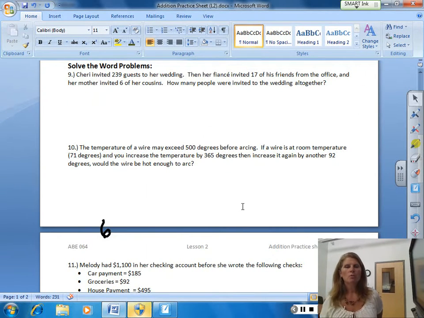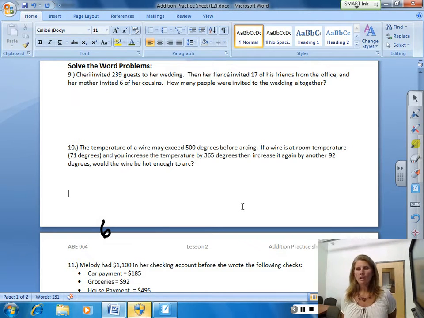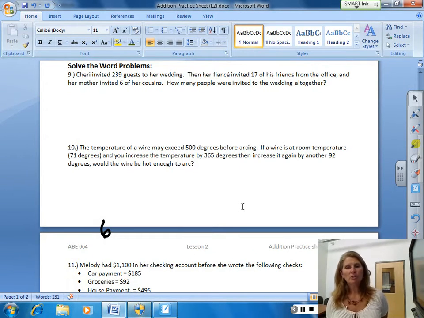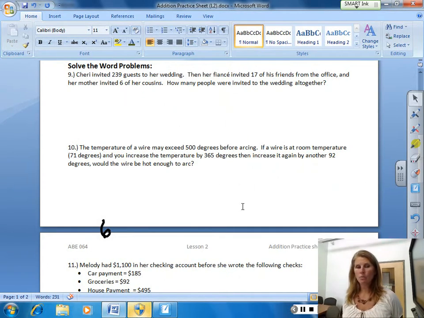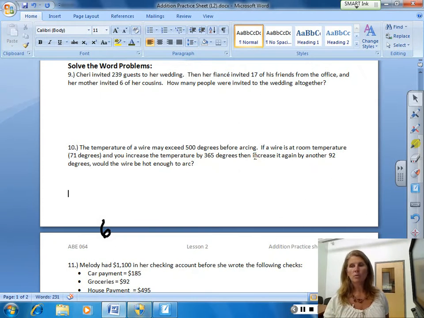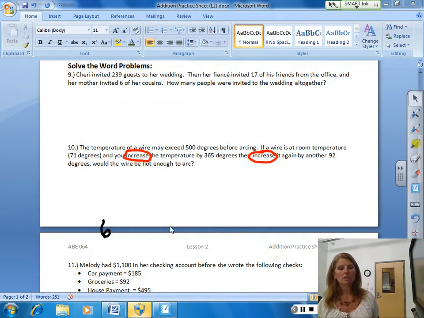The temperature of a wire may exceed 500 degrees before arcing. If a wire is at room temperature, which is 71 degrees in this problem, and you increase the temperature by 365 degrees, then increase it again by another 92 degrees, would the wire be hot enough to arc? And it would take 500 degrees for that to happen. So we can see in this problem we have the word increased. You increase. There's our key word. You increase it again. It's our second time. And so we know it's an addition problem because we're increasing it and increasing it.